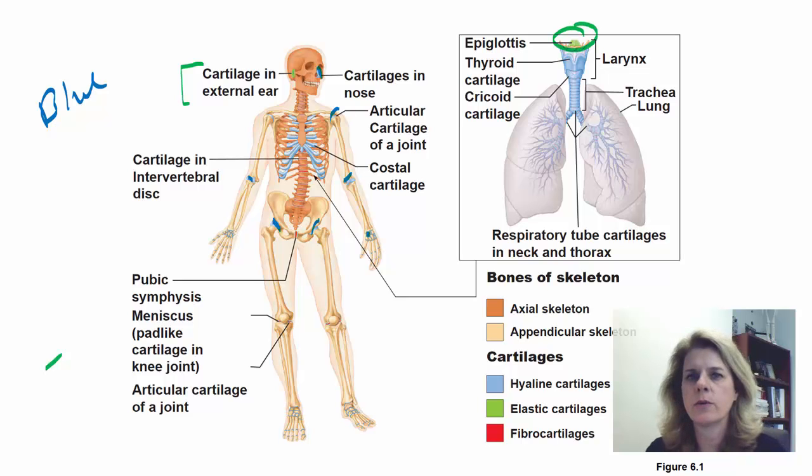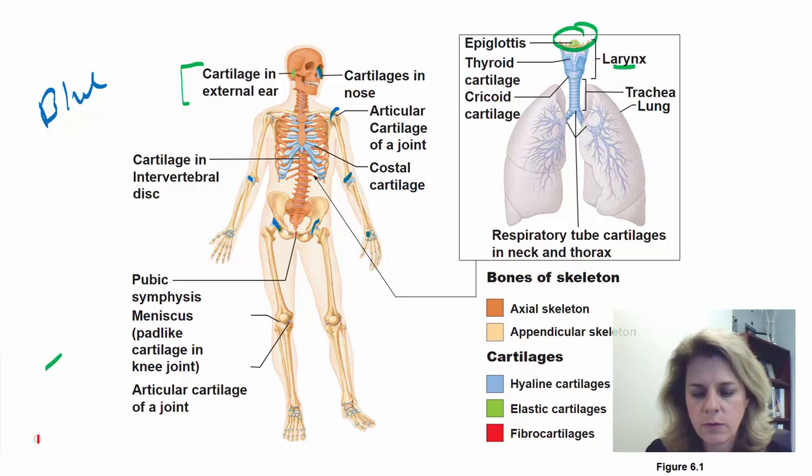So if you look inside the respiratory system, at the top of the trachea near your larynx, there's a little flap, and that flap will close over the trachea when you're swallowing food. So it blocks food from going down your trachea. It goes to your esophagus instead. So again, it's a bendy piece of material. So those are the only places you find your elastic cartilages.